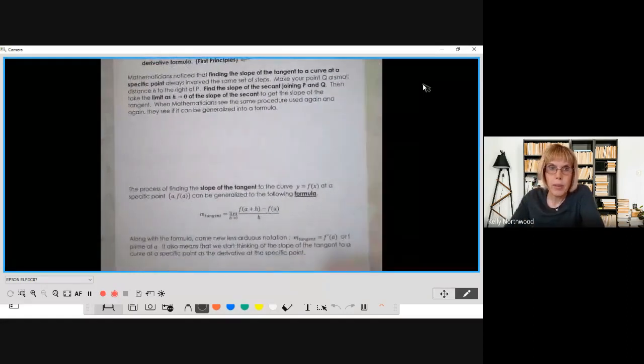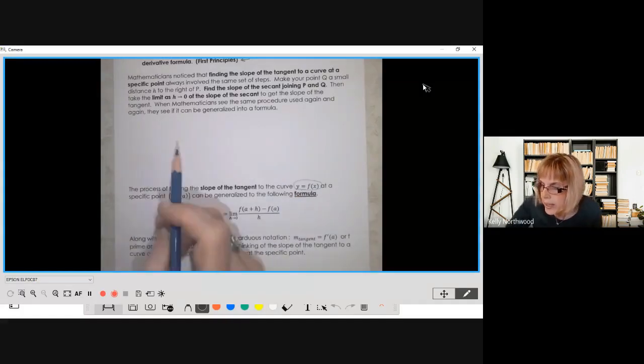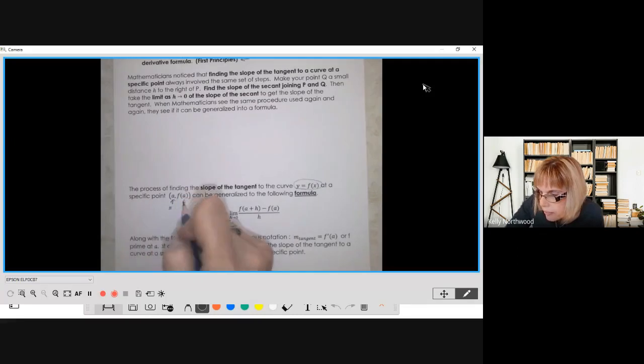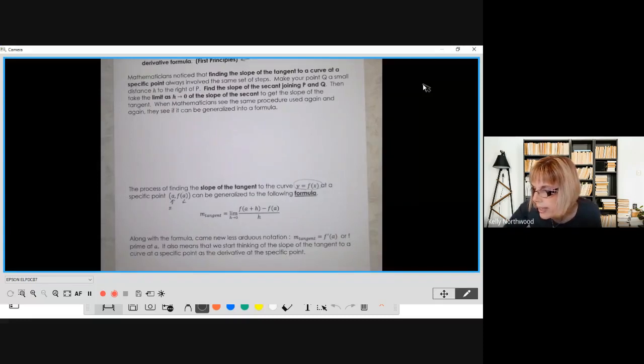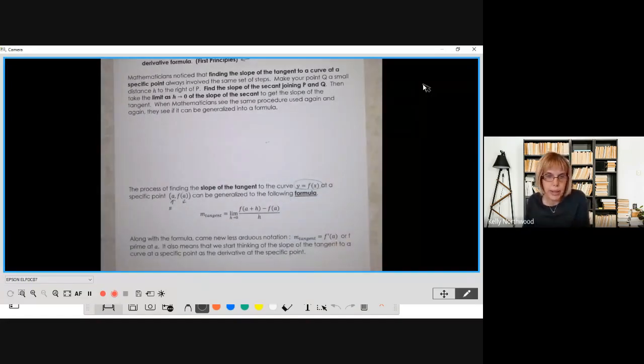So the process of finding the slope of the tangent to the curve y equals f of x, so that's any function, at a specific point a, so a would be a number, and then f of a would be the value of the function at that number. It can be generalized to the following formula. The slope of the tangent is equal to the limit as h approaches 0 of f of a plus h minus f of a, over h. And I'm going to, up here, show you why that is true.